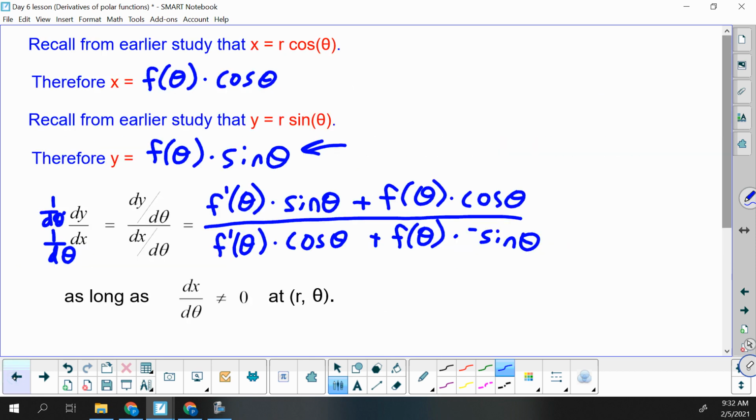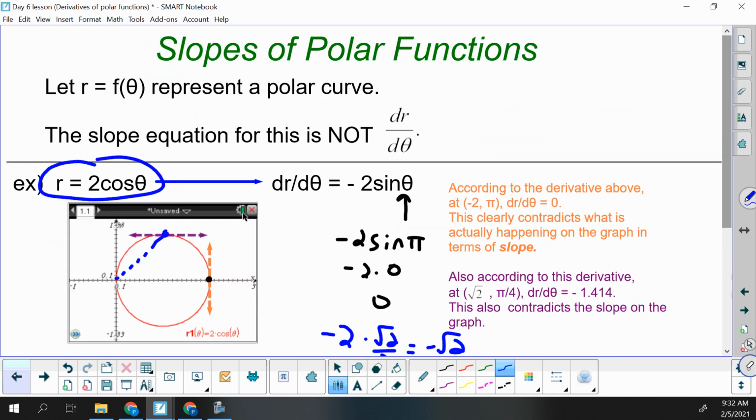And if we look back to our picture, remember this was the point pi comma, or -2 comma pi. That was a vertical tangent line, so that being undefined makes sense.